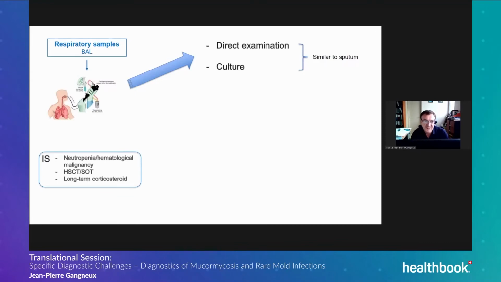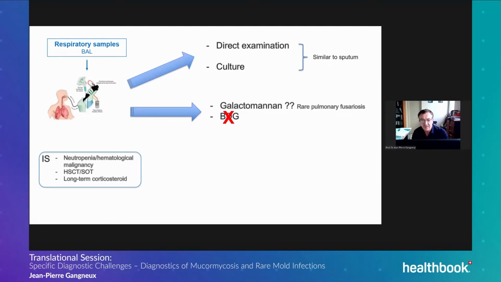Let's move now to the respiratory samples. Where we want to diagnose a fungal infection in immunosuppressed patients, BAL fluid is the preferred sample, and we will, of course, perform direct examination and culture. We will see it similar to sputum, so we will see that a little bit later. But what is important regarding respiratory samples and BAL is that we can perform galactomannan for Aspergillus. In case of rare mold infection, it is not so interesting because it is positive only in the rare cases of pulmonary fusariosis. And I remind you that the detection of BDG in BAL is not validated.